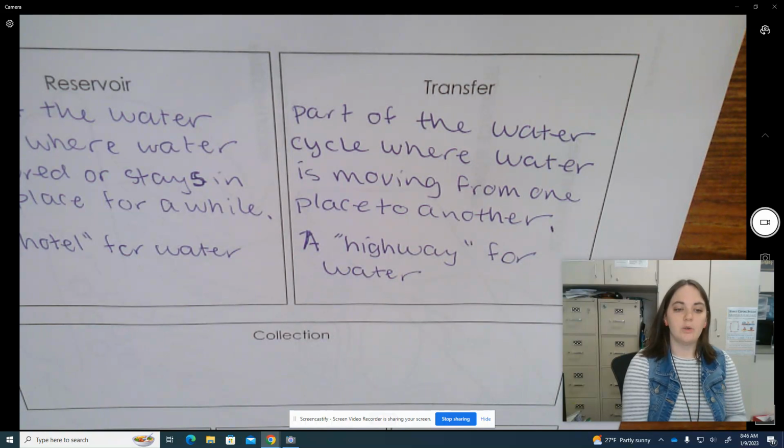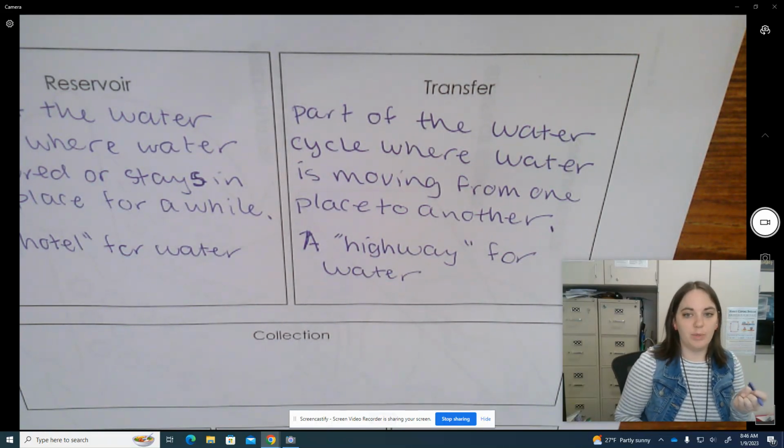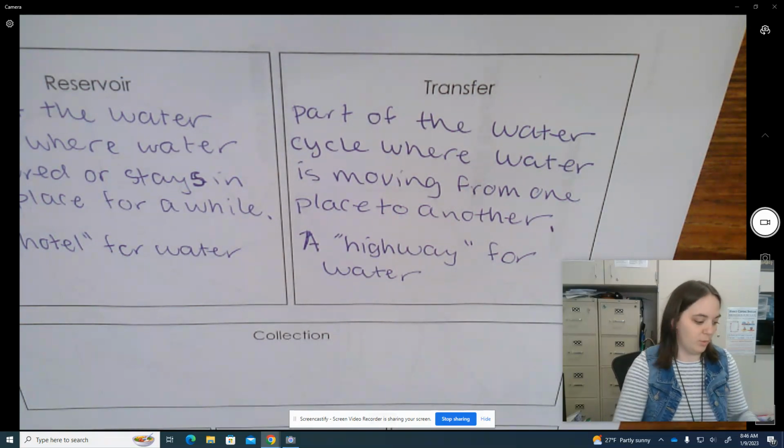So a reservoir is a hotel for water. A transfer is a highway for water. Reservoir, it's staying in one place. Transfer, it's moving from one place to another.